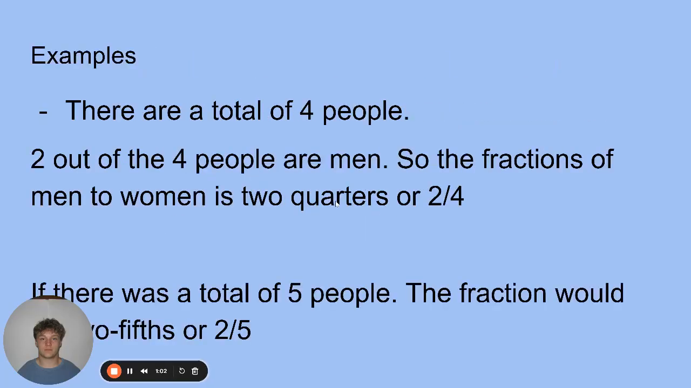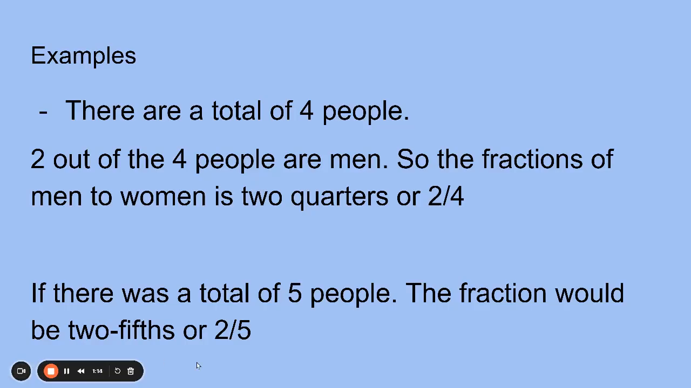Here's an example. There are a total of 4 people. 2 out of the 4 people are men, so the fraction of men to women is 2/4 or 2/5. If there are a total of 5 people, the fraction would be 2/5.